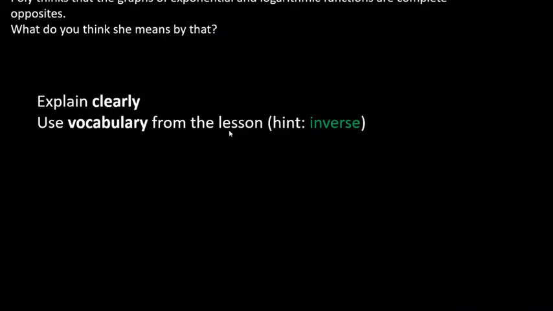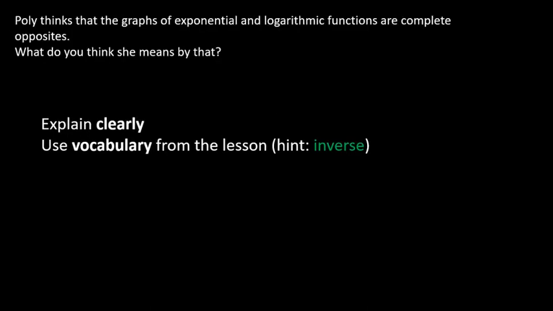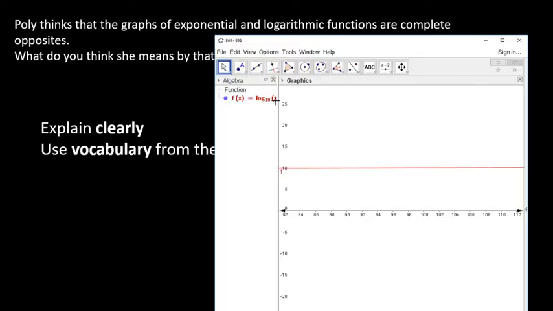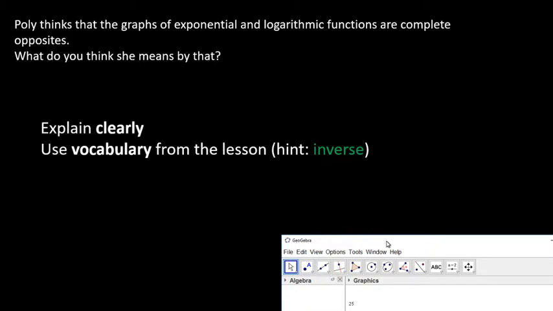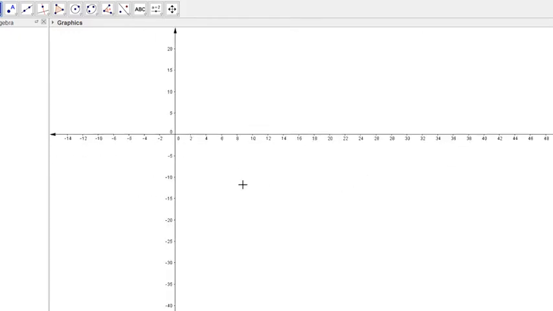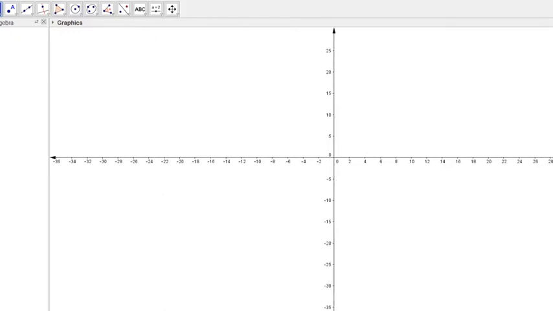Alright, so now you have a couple short answer questions. The first one says, Polly thinks that the graphs of exponential and logarithmic functions are complete opposites. What do you think she means by that? Once again, I would pull up our graph, and what I would do is just graph. She says that she thinks the graphs of exponential and logarithmic functions are complete opposites. Why don't we graph a logarithmic function and an exponential function?